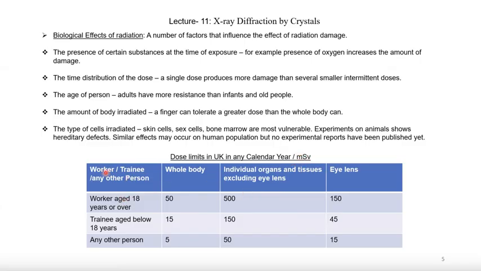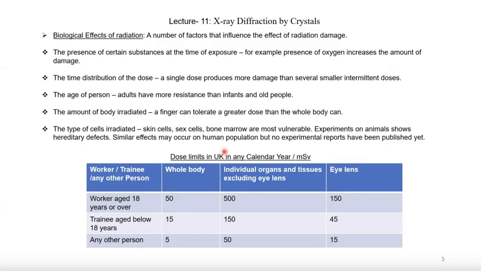Okay, what is this? Worker, trainee, or any other person. For a worker aged over 18, the whole body limit is 50 millisievert. For an individual organ except eyelids, 500 millisievert. For eyelids, the limit is 150 millisievert. For a trainee below 18 years, the whole body exposure limit is 15.